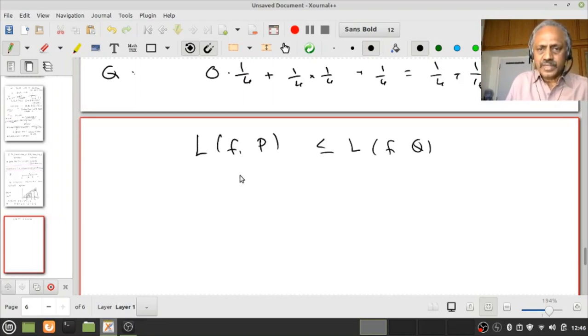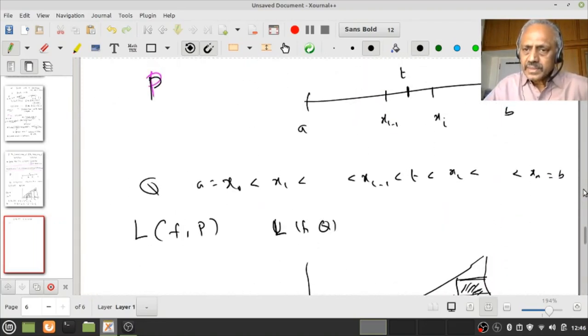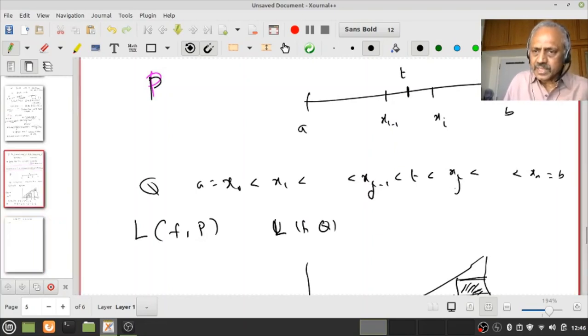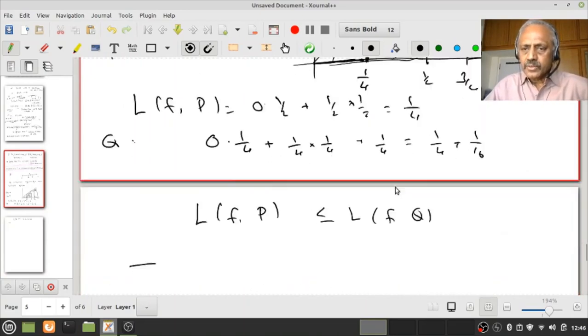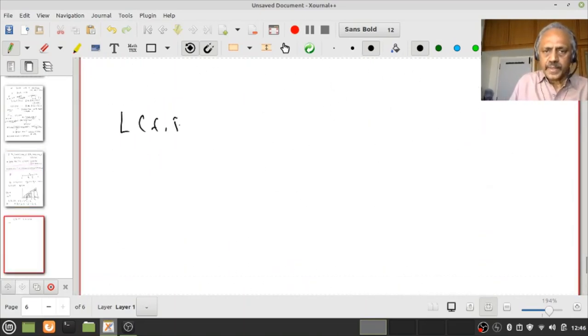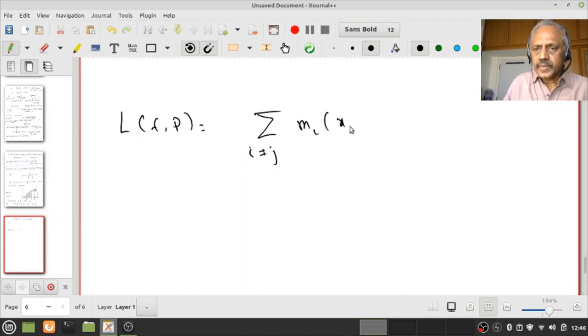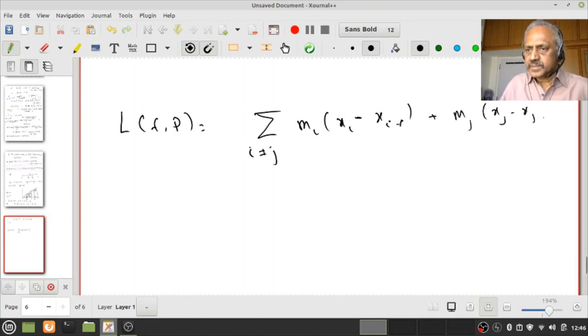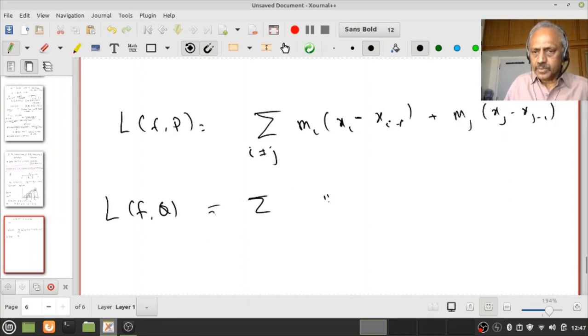Okay, let us look at L(f,P,alpha). Let me call the index j, because I want to write it as a varying one. Now in the formula for L(f,P), I can write it as the sum over i not equal to j of m_i into (x_i minus x_{i-1}), plus m_j into (x_j minus x_{j-1}). The j term I am doing separately. For L(f,Q), all these sums will be there, because these are subintervals; this sum will be there.